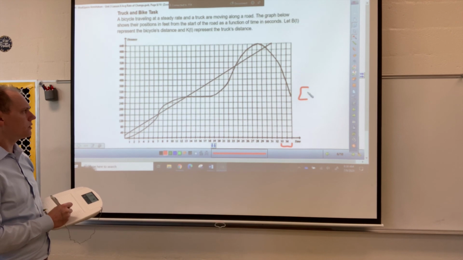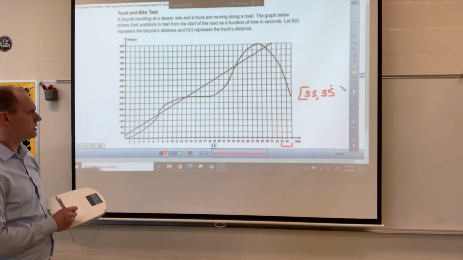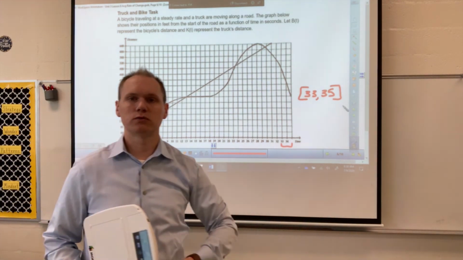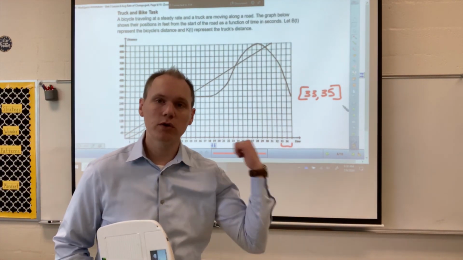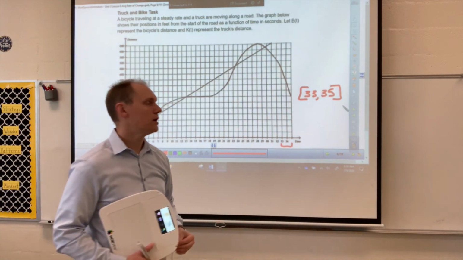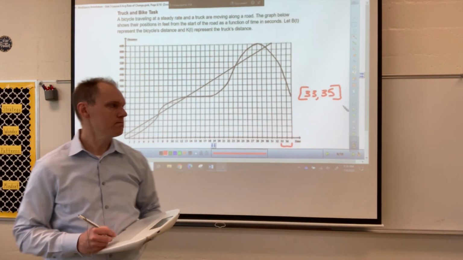And you can write that in interval notation if you want. 33 to 35 seconds is when the speed of the truck was the greatest. Even though he was traveling back towards the starting point, so his velocity was negative, that's when he was driving the fastest in terms of speed. Okay.